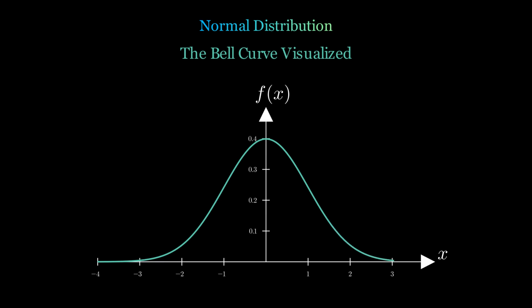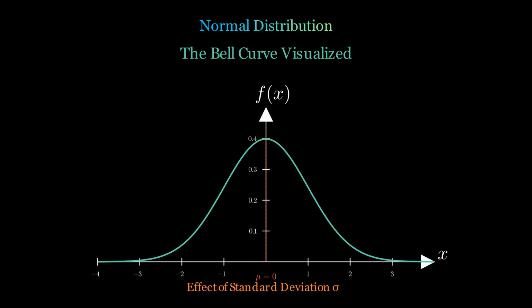This property, called asymptotic behavior, means that theoretically any value is possible, but extreme values become vanishingly rare. The total area under the entire curve always equals exactly 1, representing 100% probability.